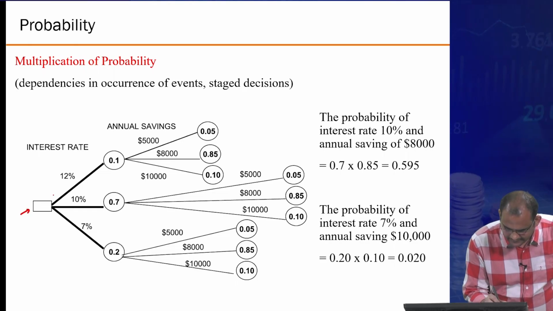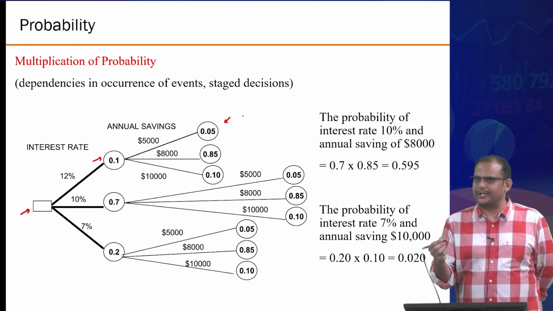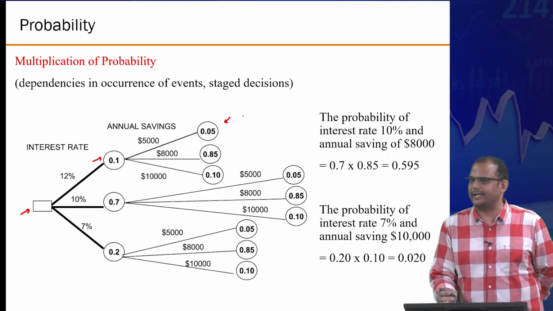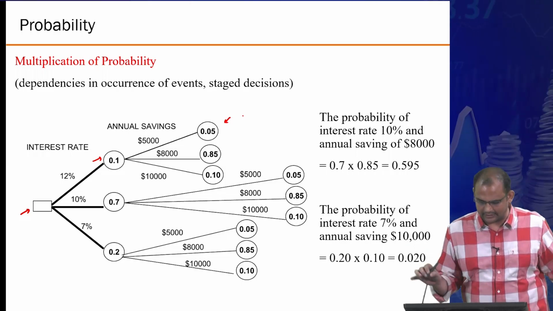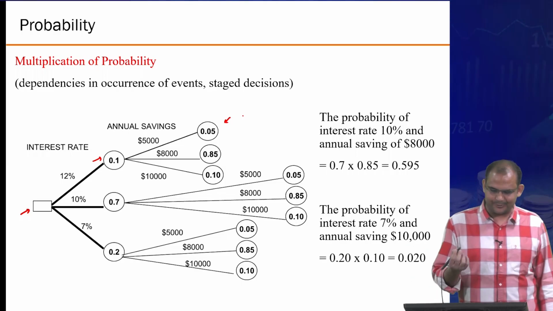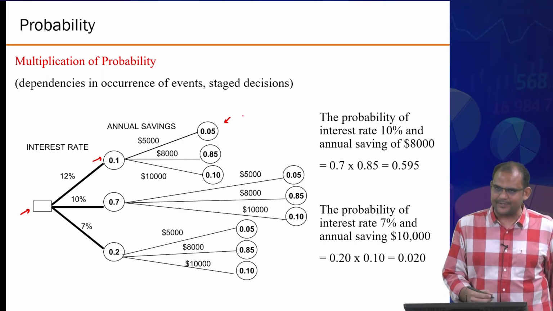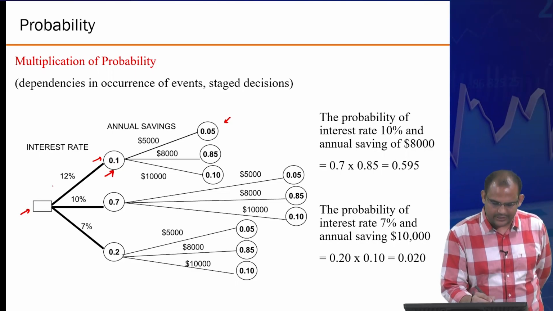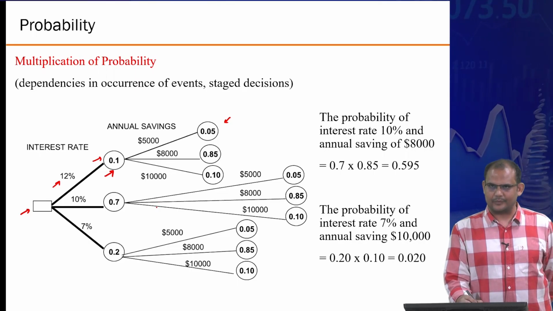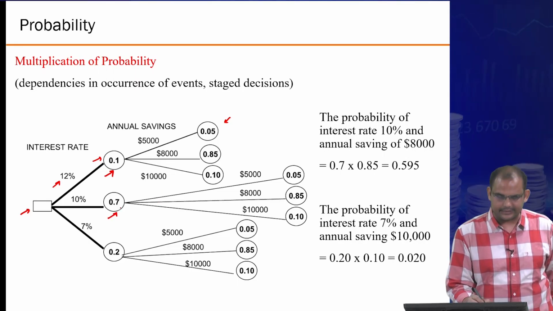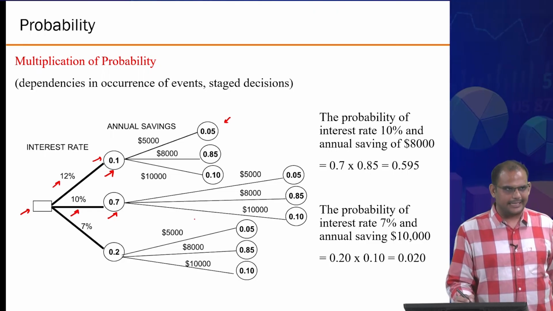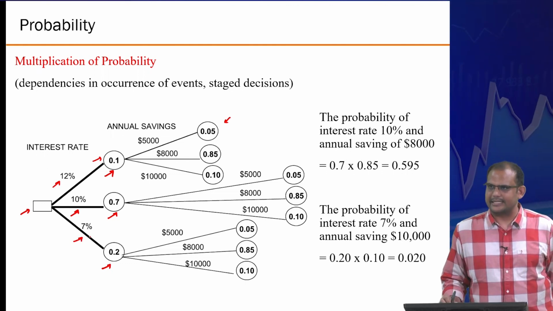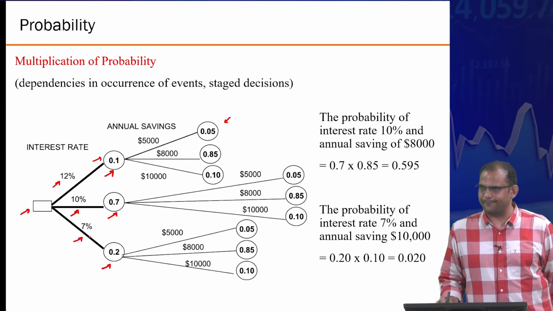So here, each of these circles is something called a node, okay? You will see that cash flow diagrams can also be represented in this kind of diagram, which looks like a node-arrow diagram, you can call it. I don't know what the technical term is, but essentially it tells you that there is a 0.1 chance that the interest rate in your calculation will be 12%, okay? There is a 0.7 chance that your interest rate used for calculation would be 10%, and there is a 0.2 chance that your interest rate will be 7%, okay?